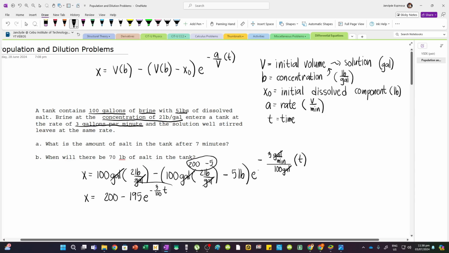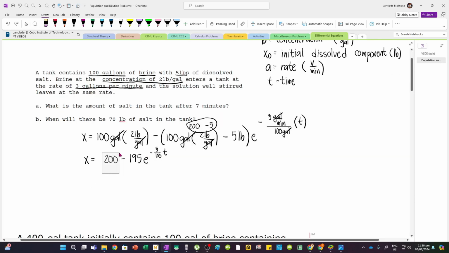Now, we can rearrange this one. We have to isolate this value. Now, we can only apply the calculator technique if we will isolate this part of the equation. And so, we have moving this to the left and then moving this to the right. Then, we have 195 e to the minus 3 over 100 multiplied by t, or this is 0.03. This is equal to 200. And then, we're going to move this to the right. So, minus x. So, we are trying to solve for x in letter A because we are interested in the amount of salt after 7 minutes.